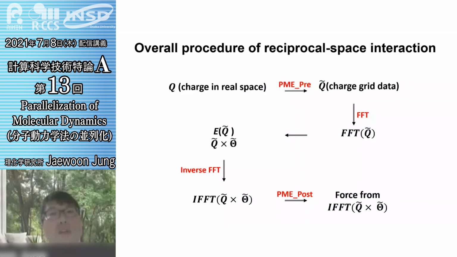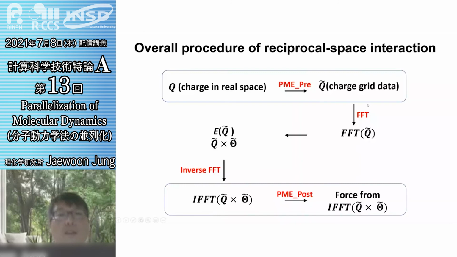As for the reciprocal space calculation, as I said in the previous slide, we make this kind of procedure. From charge in real space, we make a charge on grid space and FFT, energy calculation, inverse FFT, and finally force calculation. And on Fugaku, in fact, this procedure is also not negligible at all. And I will explain how to optimize these two procedures on the Fugaku supercomputer.